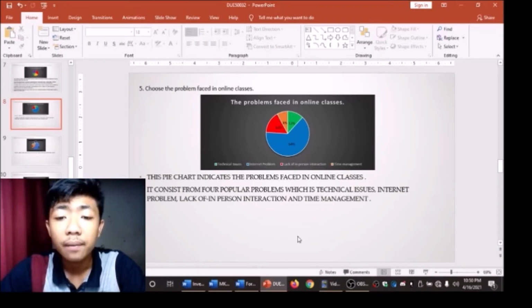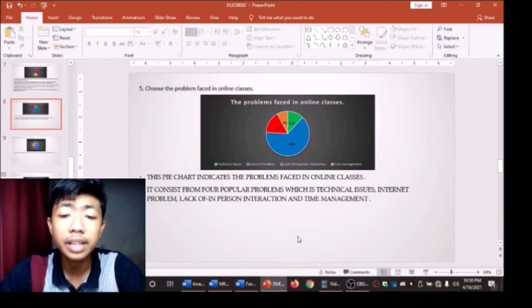Meanwhile, with just a 4% difference, the technical issue has been placed third. Last but not the least, the largest segment of the chart, which makes up more than half of this chart, states that internet problem is the biggest problem that they face while going to online class.